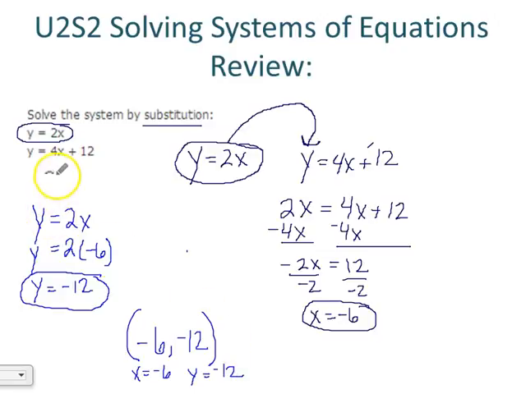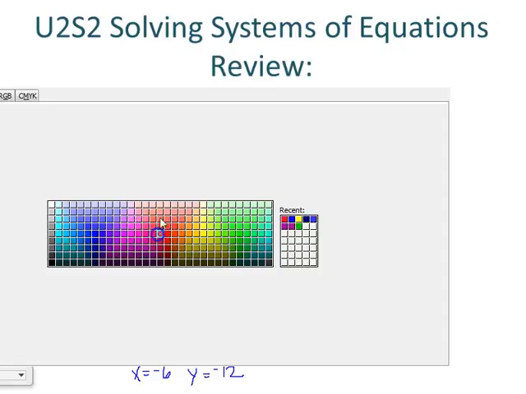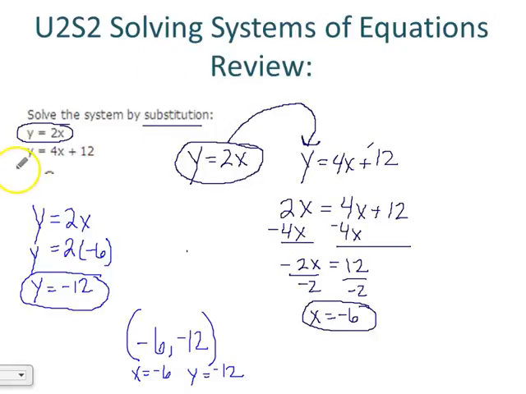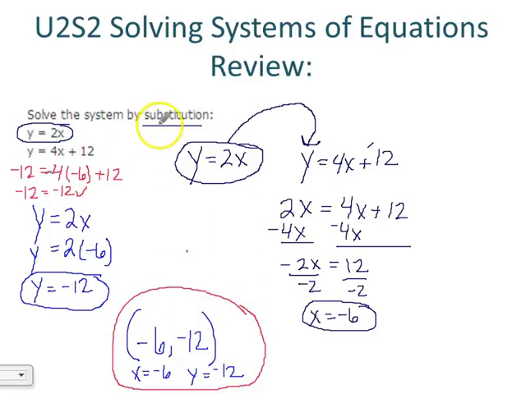And I can check my work by plugging it into the bottom equation and seeing if that works as well. So let's go ahead and do that. So y should equal negative 12. X equals negative 6 plus 12. So I've got negative 24 plus 12, which equals negative 12. So we solved correctly. So here's our two solutions down there. And that's how you use substitution.